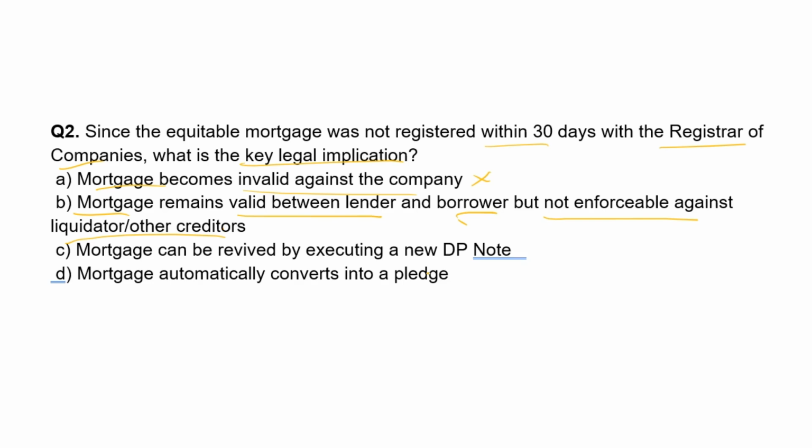Then, mortgage can be revived by executing a new DPN. Again, they are testing your concept of DPN and mortgage. See, DPN is for personal liabilities, mortgage is for immovable security. So this is definitely a wrong idea. You can reject it straight away. Mortgage automatically converts into a pledge. Again, wrong concept. Mortgage is for immovable security, pledge is used for movable goods. So this is again a wrong concept. So the best answer is option B.